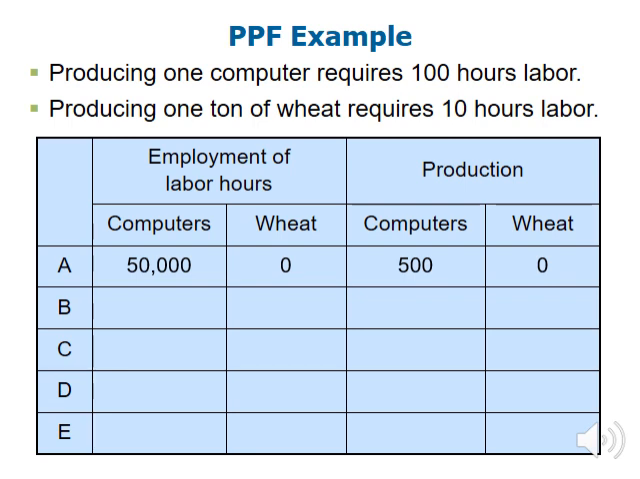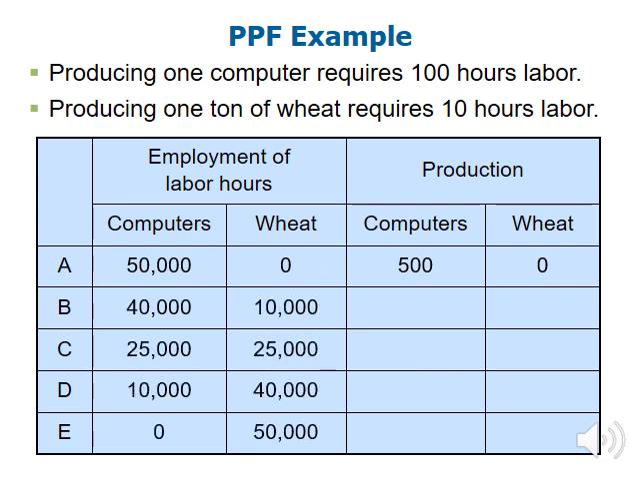50,000 divided by 100 gives us 500 computers. There are no hours devoted to wheat, and so our production of wheat will be 0 units of wheat. We can continue making the same calculation with the rest of the table. Let's move all the way down to row E.